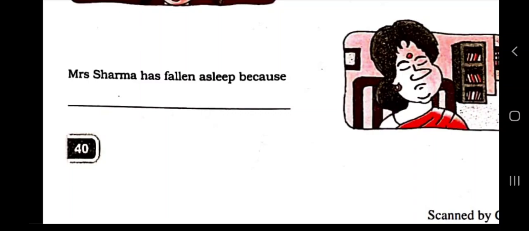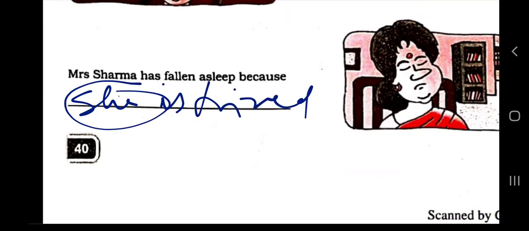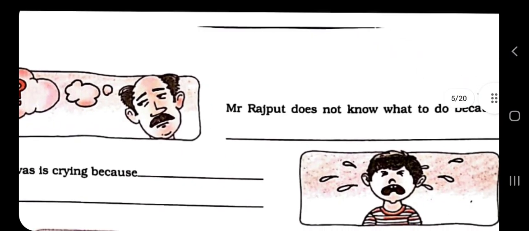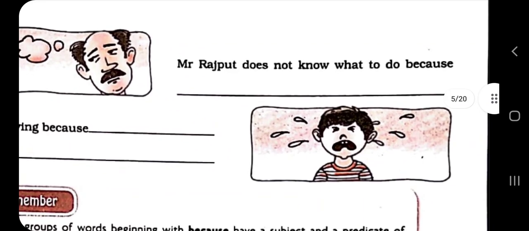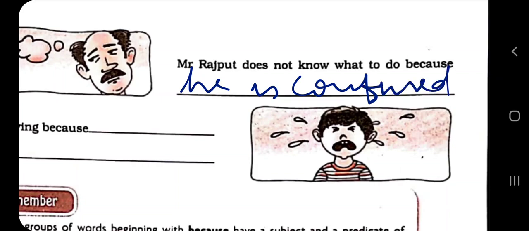Mrs. Sharma has fallen asleep because she became tired. She is tired. See, subject and the verb. So it is giving a complete sense. Now let's move to the next part. Mr. Rajput does not know what to do because, what? He is confused. He is in a dilemma. You may write that.